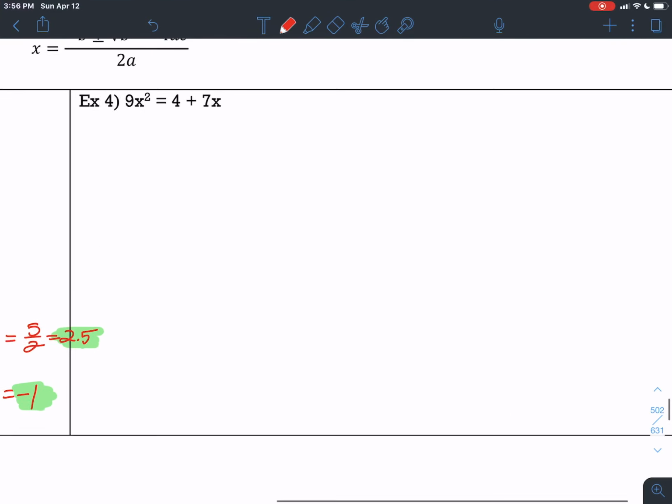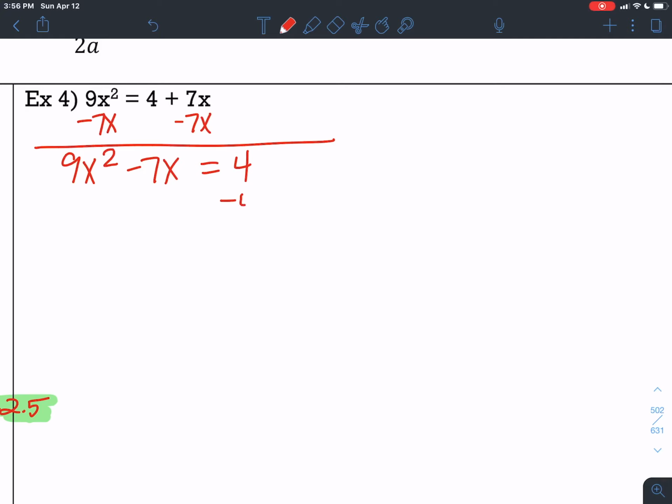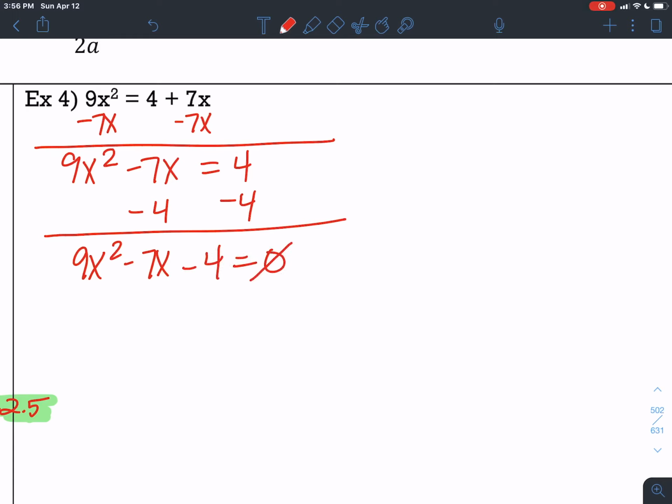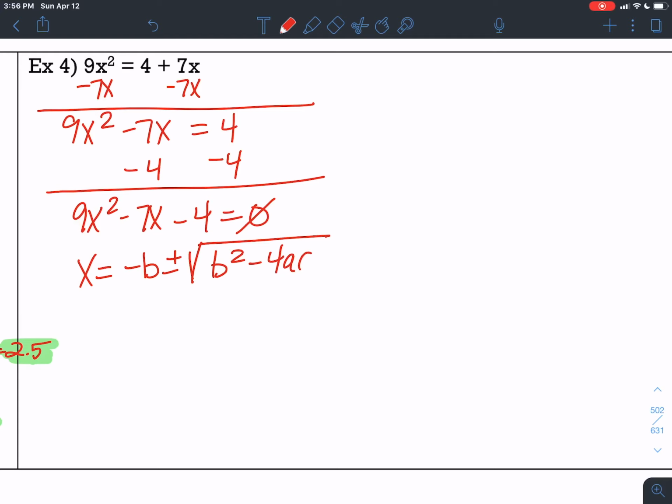Same thing again. It looks like I have stuff all over the place. I need this to be equal to 0. So I'm going to move that 7x, and I'm also going to move that 4. All right, now I can go ahead and start plugging things in. So I'm going to first write out my equation. X equals negative b plus or minus the square root of b squared minus 4ac, all divided by 2a.